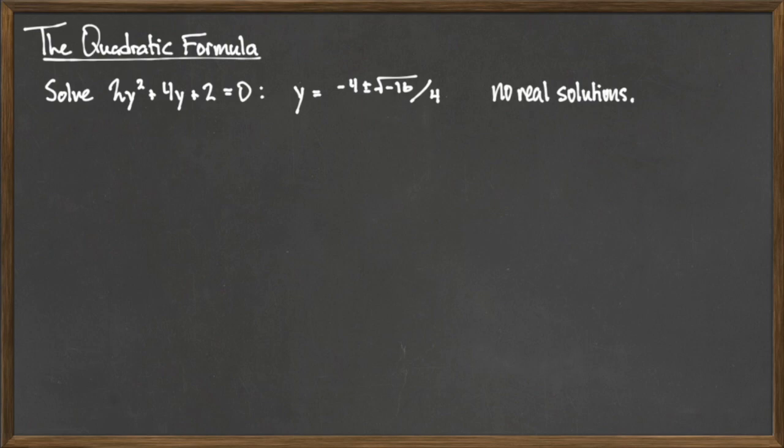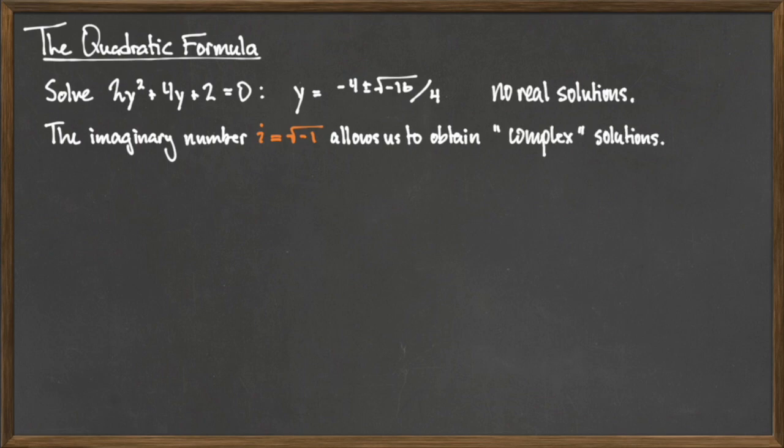However, we can still express these solutions using these things called imaginary numbers. The imaginary number i is defined as the square root of negative 1. This number comes from the set of complex numbers, which is a bigger set than the real numbers. But this allows me to express my solution set as complex numbers.